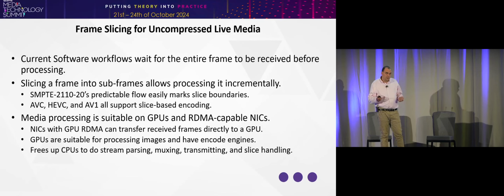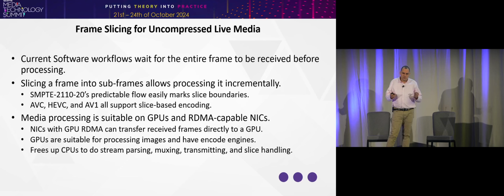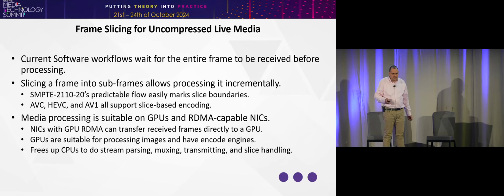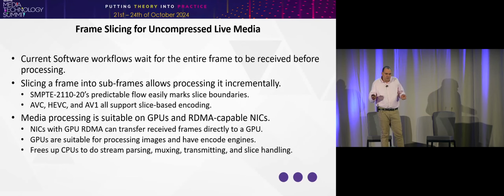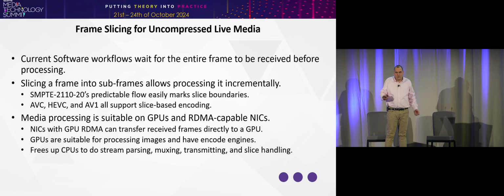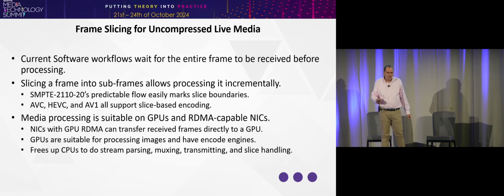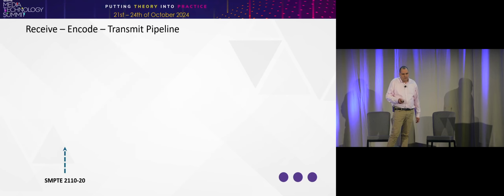Furthermore, GPUs nowadays also have encoding engines. These are actually separate hardware units on the chip from those that are processing the pixels for things like color space conversion. Not only are GPUs suitable for it, but it's a very good idea to use them because it frees up a lot of CPU cycles. In a real pipeline, you're still going to need to use CPUs. You need to parse the encoded bit stream, mux the data into a container format, and then transmit it, along with the logic behind slice handling as well.